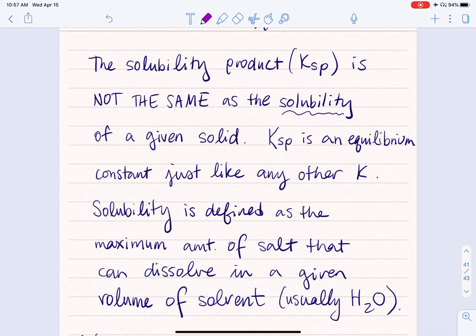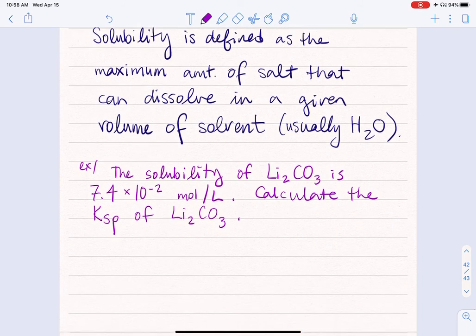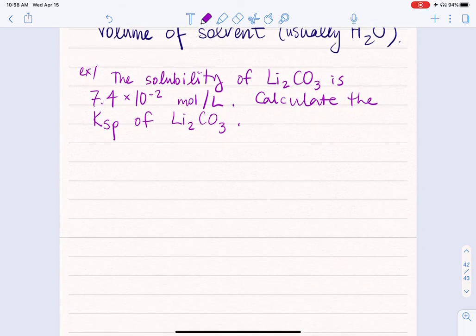KSP and solubility are not the same, but we can calculate one from the other. And I want you guys to get very good at interconverting between them. It's pretty simple. You can use the strategies that you've used to solve equilibrium problems to interconvert between solubility product and solubility, full stop. So I want to do an example of going in both directions.